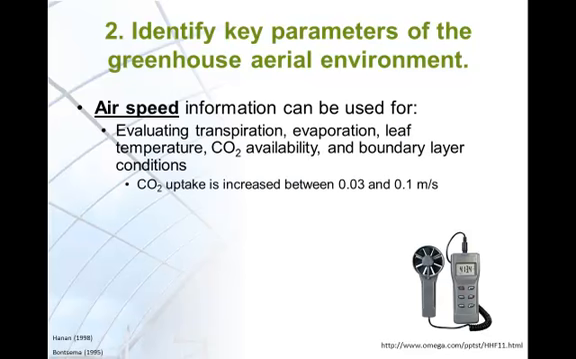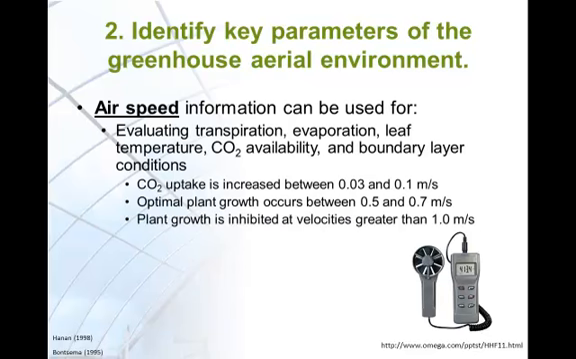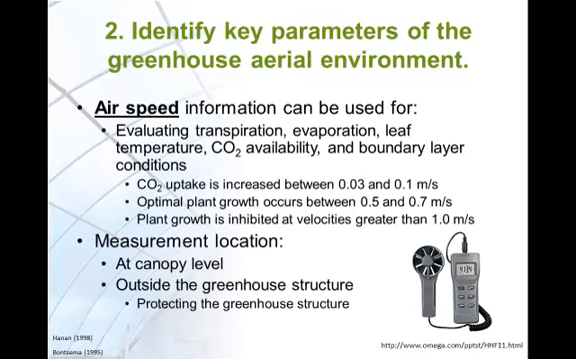CO2 uptake is increased at air speeds between 0.03 and 0.1 meters per second. Optimal plant growth occurs between 0.5 and 0.7 meters per second, and plant growth is inhibited at velocities greater than 1 meter per second. When measuring airspeed, it is important to record a reading at the canopy level to ensure the health of the plants.